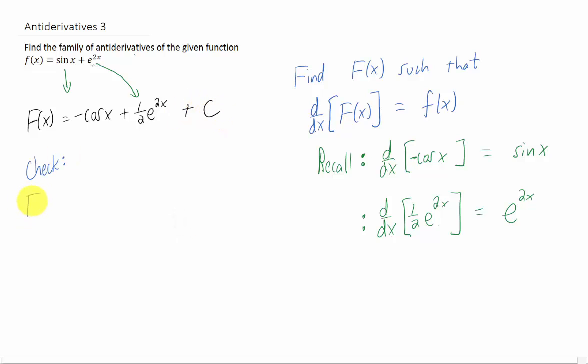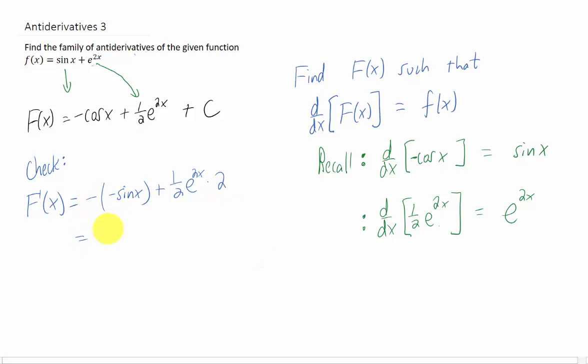Of course, it's not a bad idea to check our answers here. It won't take more than a minute. The derivative of cosine of x is negative sine of x. So if we take the derivative of negative cosine of x, we get this extra negative on here. The derivative of 1/2 e to the 2x is 1/2 e to the 2x, and then the chain rule says we have to multiply by a 2. What does that give us?